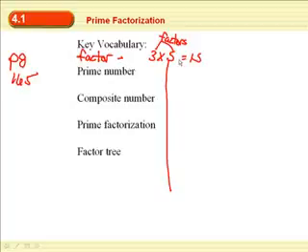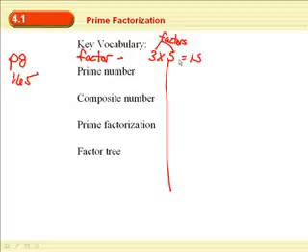So the reason why I want to define factors, because prime numbers and composite numbers and everything, you'll notice prime factorization has the word factor in it, and factor tree has the word factor in it. So I think it's important to remember what a factor is.